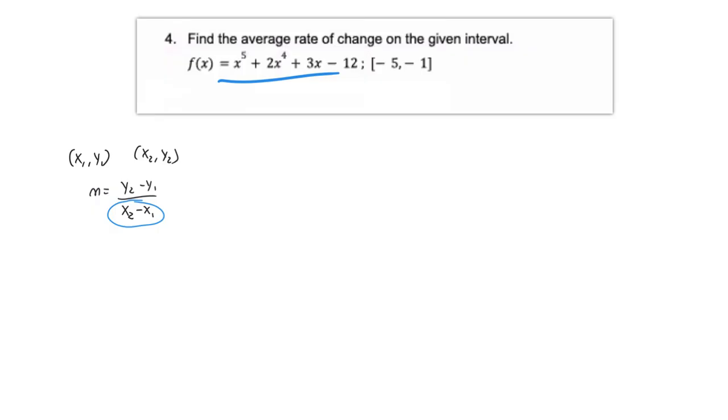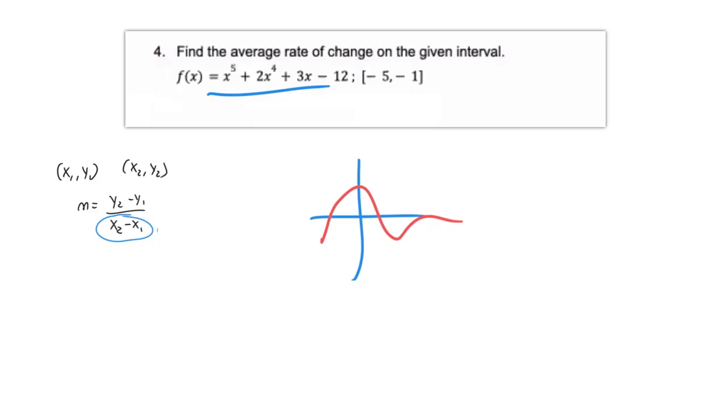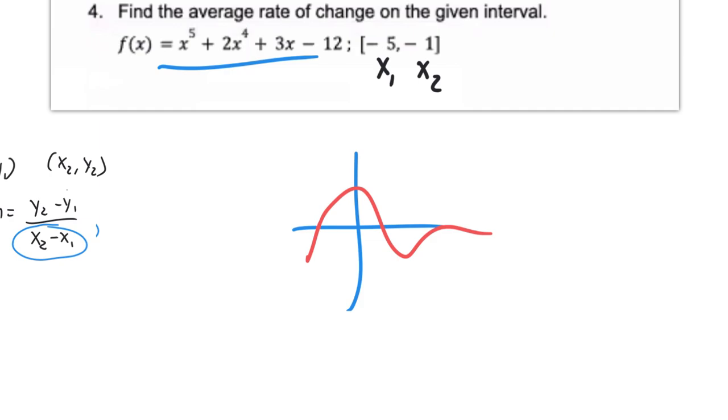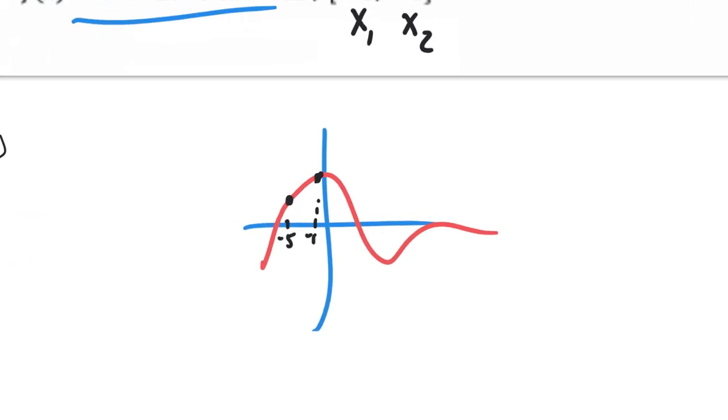Let's say the graph of this looks like gobbledygook like that, okay? But we're only really interested in the x1 and x2 x values. So let's say at -1, we're here. And let's say at -5, we're here, right? Isn't that the interval that we're kind of looking at between -5 and -1? What they want to know is, if you were to draw a line between these points, a perfectly straight line, what would the slope of that line be? That's essentially what we're doing, right?